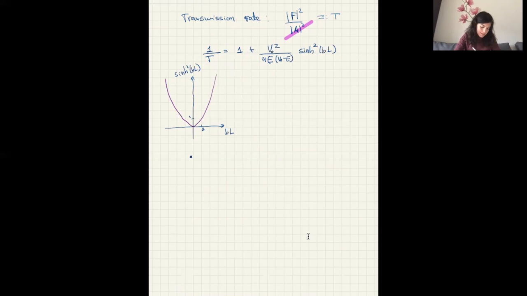So let's see if BL is smaller than 1. This is kind of what we can call the very narrow barrier limit. Then we are like here in this region, right? Which means that this sine is going to be close to 0, which means that this thing is going to disappear and T is going to be more or less 1.